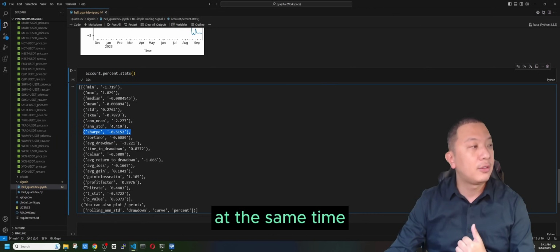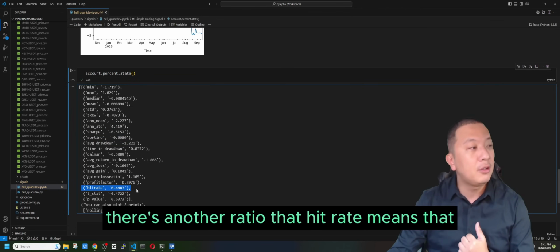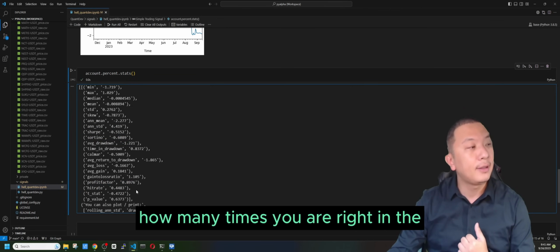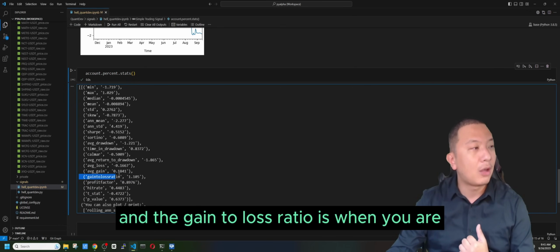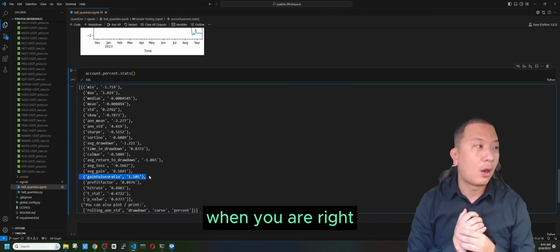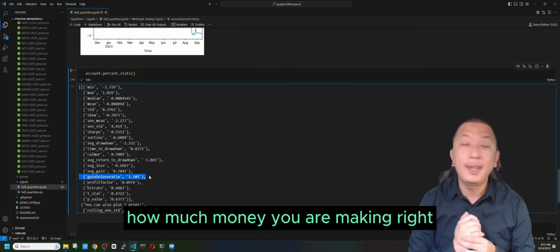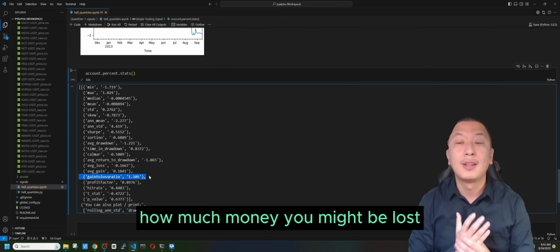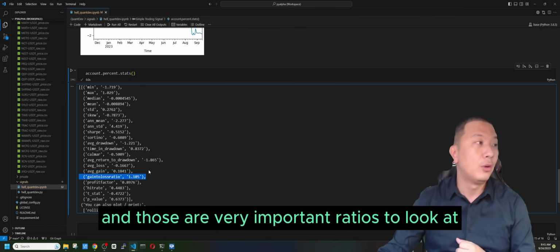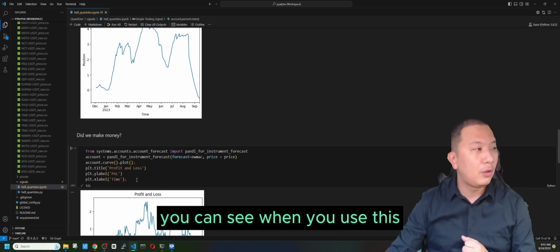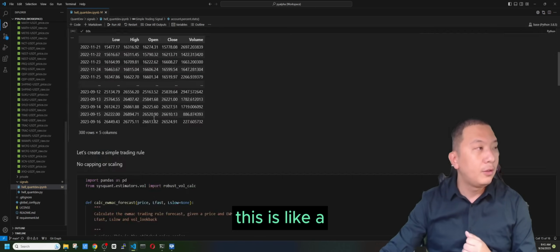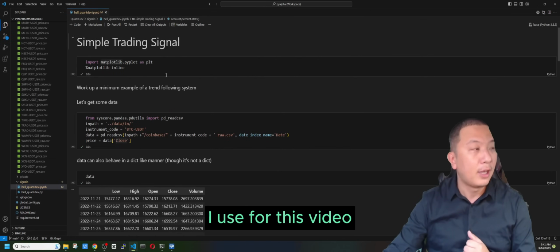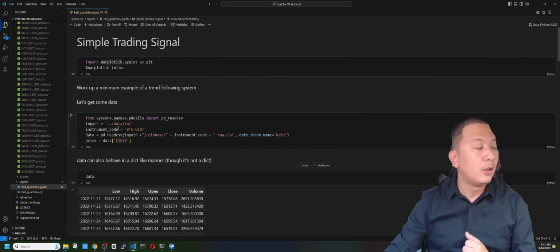So definitely one of the most important numbers here is a Sharpe ratio as high as possible, right? At the same time, there's another ratio, the hit rate, which means how many times you are right in your prediction. And the gain to loss ratio is when you are right, how much money you are making, compared to when you lose, how much money you might lose. Those are very important ratios. You can see them when you use this system right away. Here, this is a Python notebook I use for this demo.